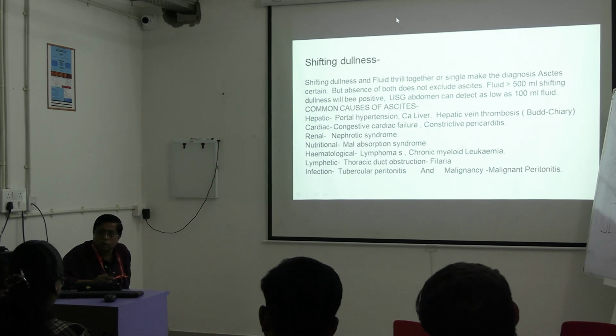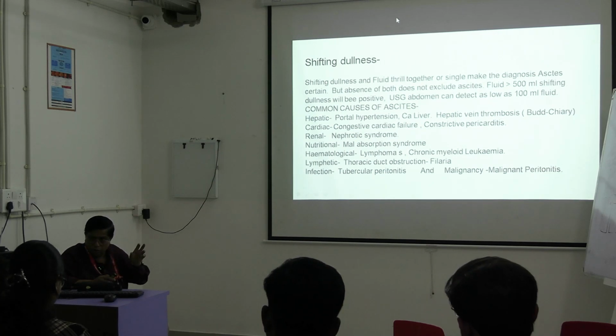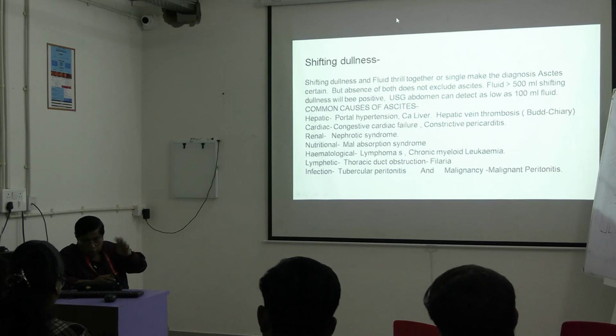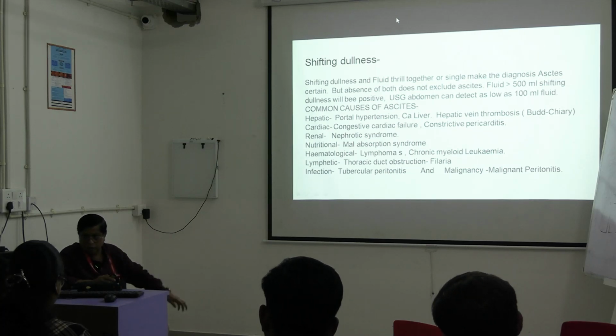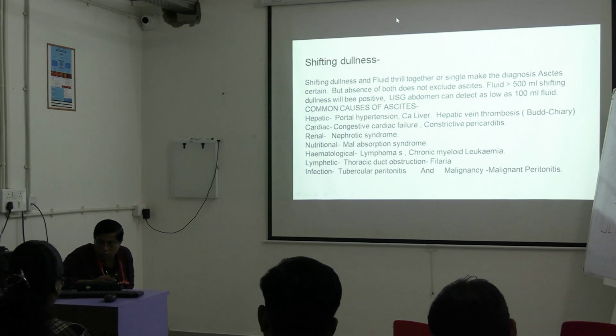because in cirrhosis of liver, low albumin is the principal cause, but portal hypertension also adds to it. That's why ascites occurs first.